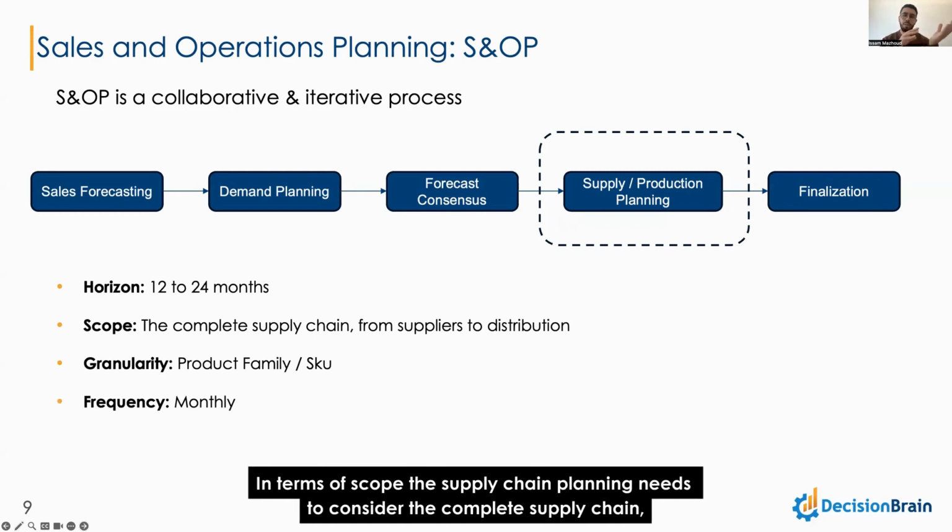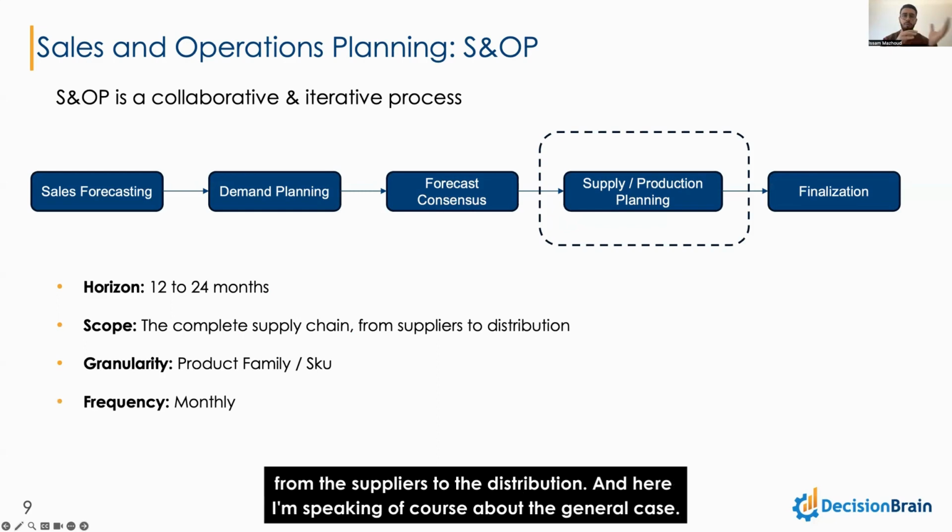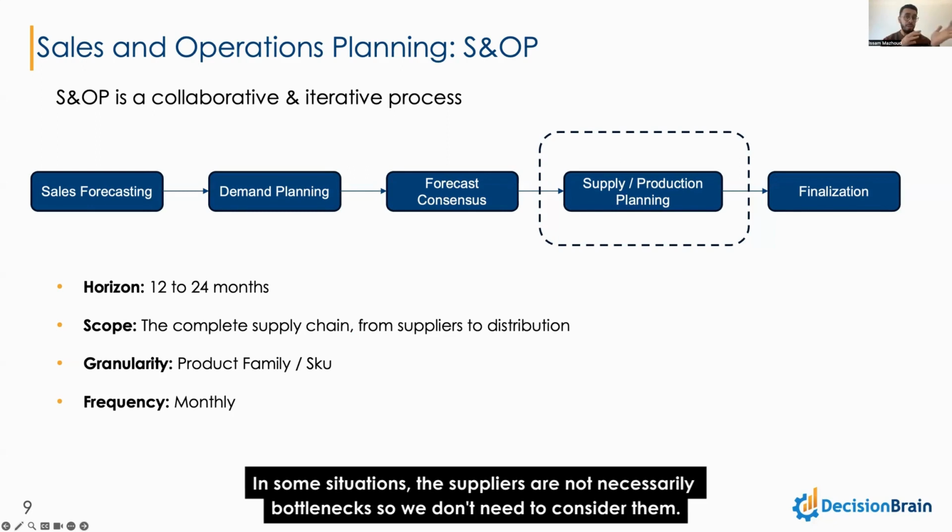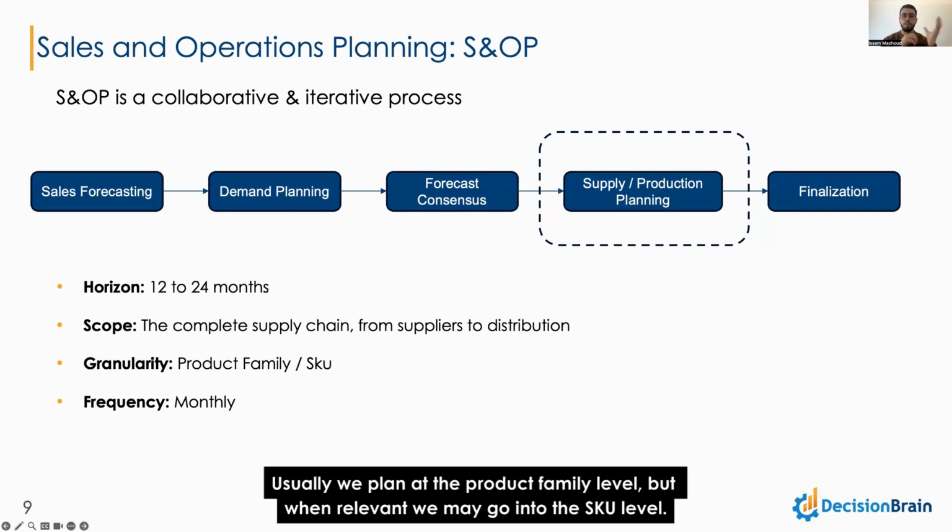In terms of scope, the supply chain planning needs to consider the complete supply chain from the suppliers to the distribution. And here I'm speaking, of course, about the general case. In some situations, the suppliers are not necessarily bottlenecks, so we don't need to consider them. Usually, we plan at the product family level, but when relevant, we may go into the SKU level.